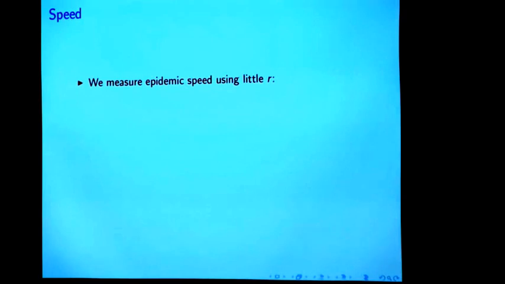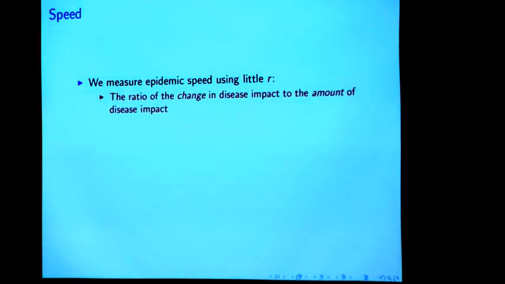So what are my two key parameters? The first is speed, which I'm going to call little r. And little r is the measure of the instantaneous rate of change of disease. Given how much disease you have, how well is it spreading itself?